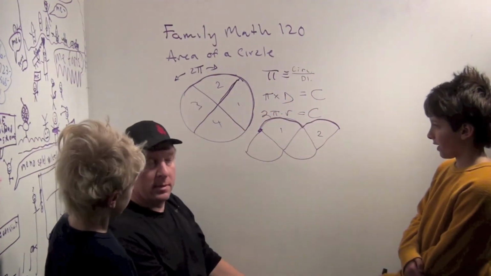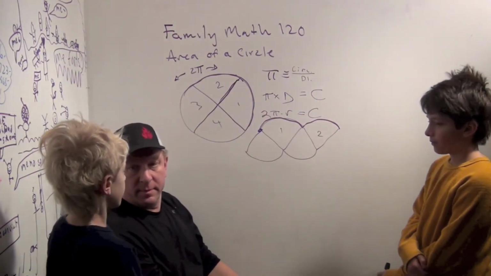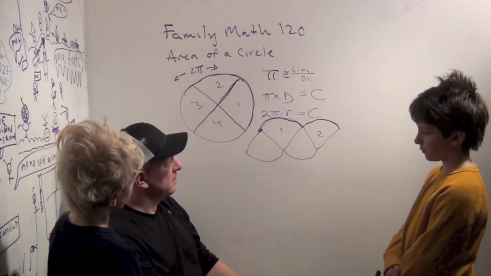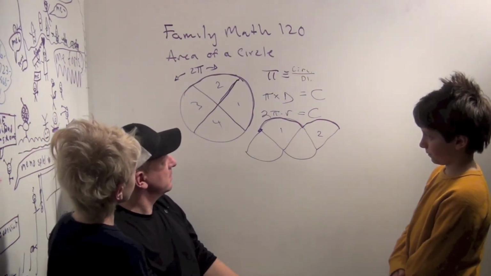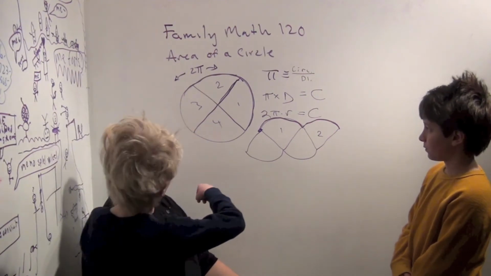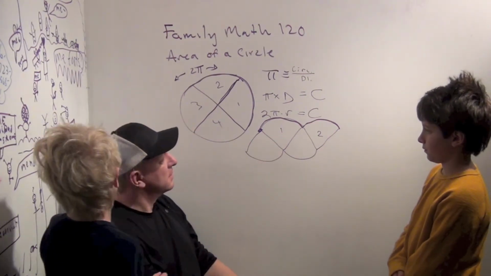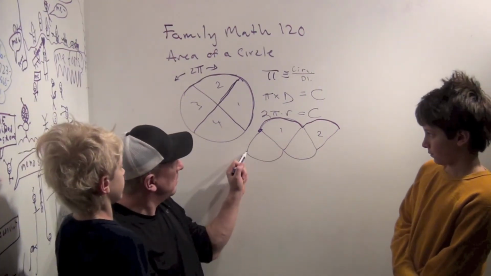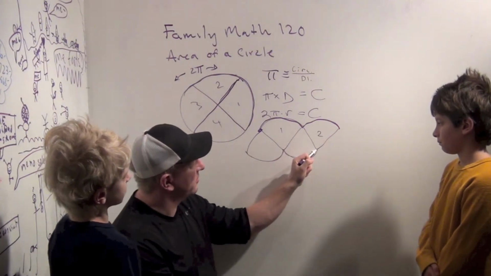That's just pi. What do you think? I think it's not the whole diameter. It's not the whole circumference. It's only half of the circumference. So I think it's going to be pi. Pi, very good. It's pi. It's halfway around the circle.